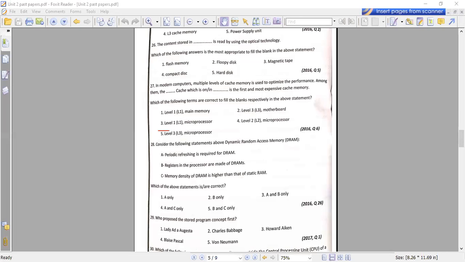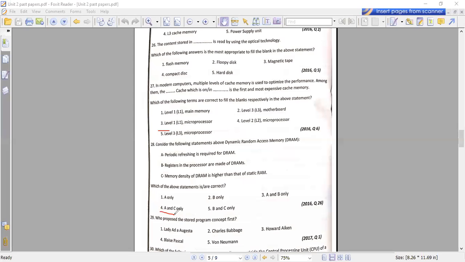28, we'll go to 28. Consider the following statements about dynamic RAM, DRAM. Refreshing is correct, DRAMs are refreshing. Registers in the processor, no, I told earlier, it is SRAM, so the statement saying DRAM is wrong. Memory density of DRAM is higher than the static RAM. So A and C are correct. Fourth answer should come. Then 29.